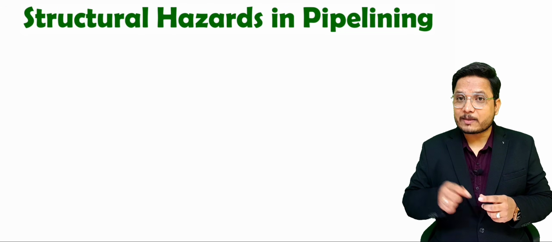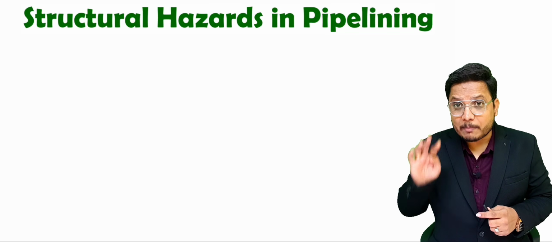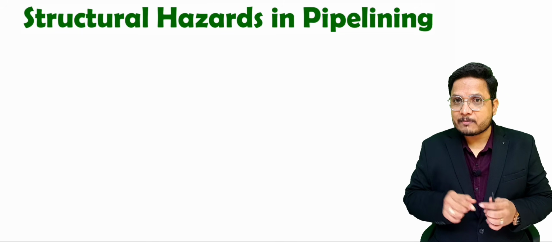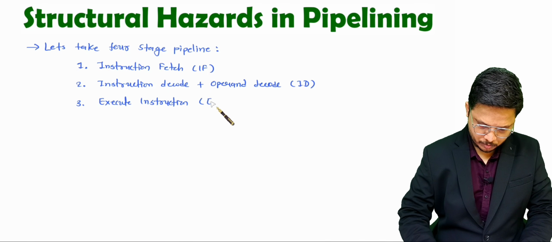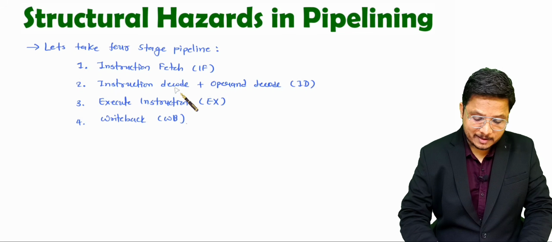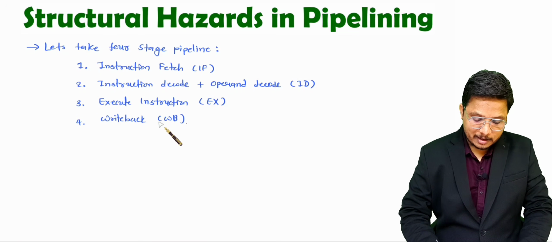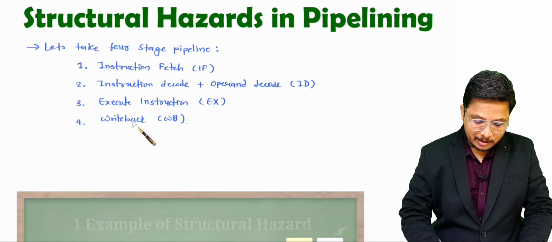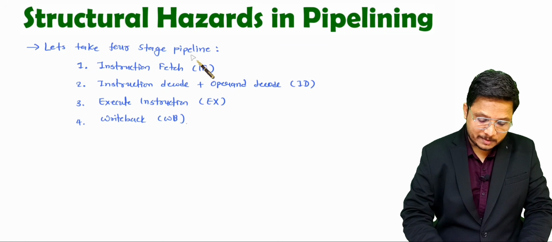First of all, to explain structural hazard in pipelining, let me consider one pipeline which has 4 different stages. If you observe, we have a 4-stage pipeline. First stage is instruction fetch, second stage is instruction decode plus operand decode, third stage is execute instruction, and fourth stage is write back. Now I am going to explain one example in which I will be executing 4 instructions with respect to this 4-stage pipeline.